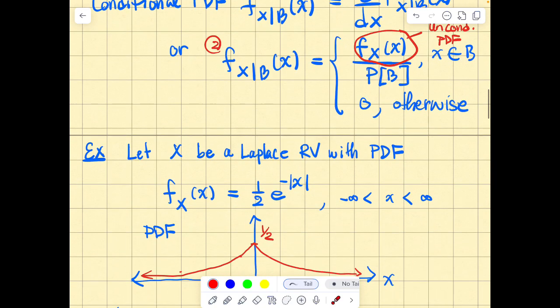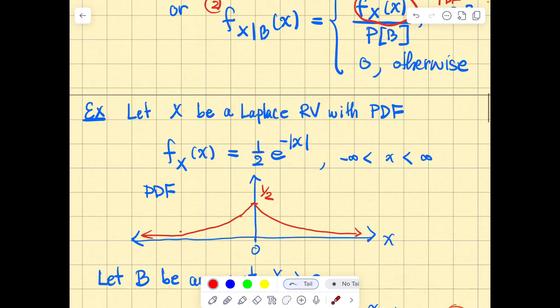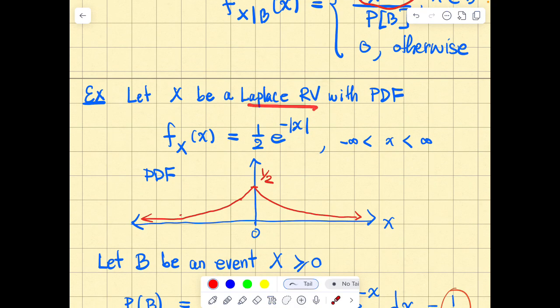Let's take a look at an example. We have X be a Laplace random variable with the following PDF. When we say Laplace random variable, it has this kind of PDF: 1/2 e to the power of minus the absolute value of x. And you see here that the outcome could be anything between minus infinity and infinity.